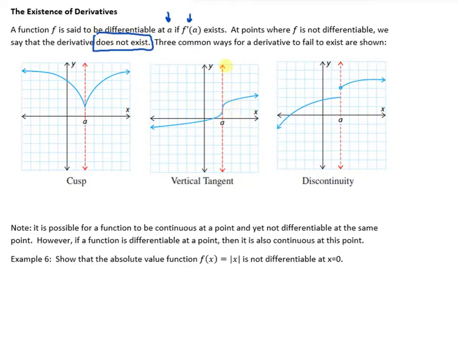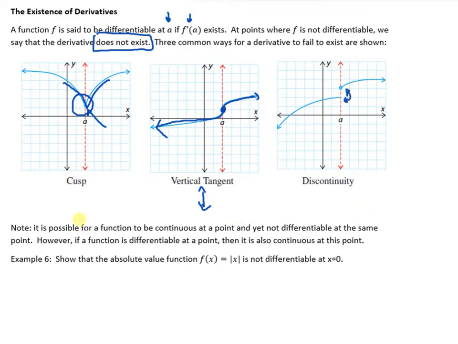Here are three common ways for a derivative to not exist. If there's a cusp, so if it goes down and then back up, the derivative right at that point a does not exist. Also, if there's a vertical tangent, like a zigzag where right here, right at point a, there's a vertical tangent. Remember, the slope of a vertical line is undefined, therefore the derivative does not exist. Or if there's a jump, a discontinuity, and we're going to get more into discontinuities.